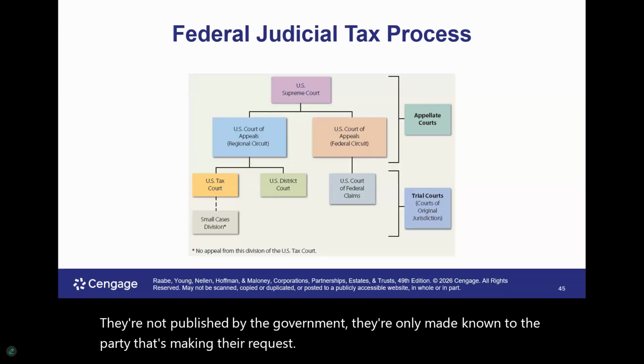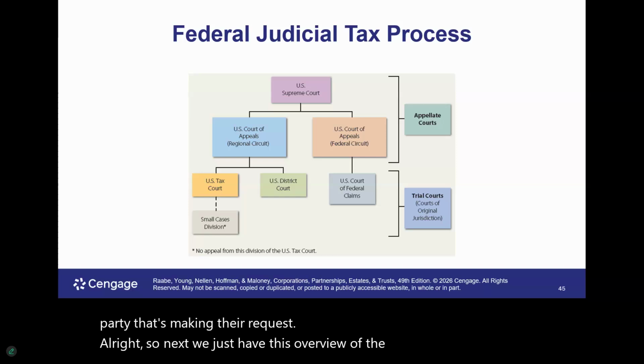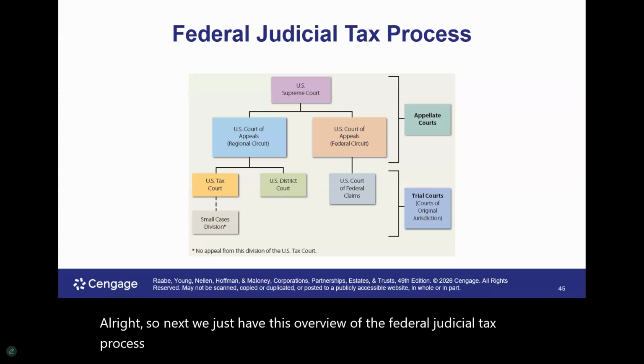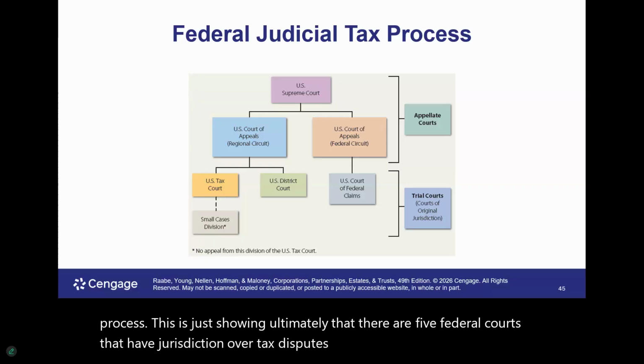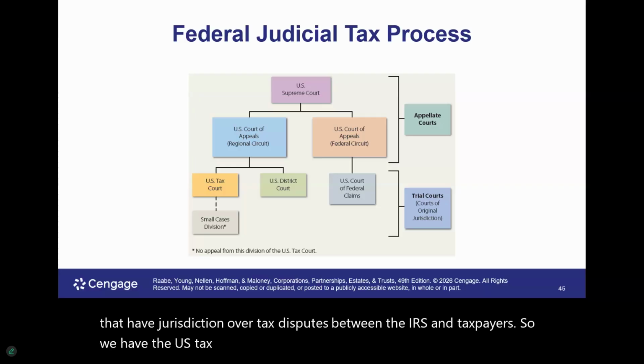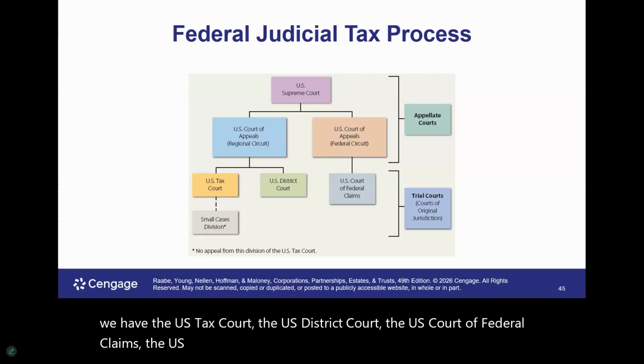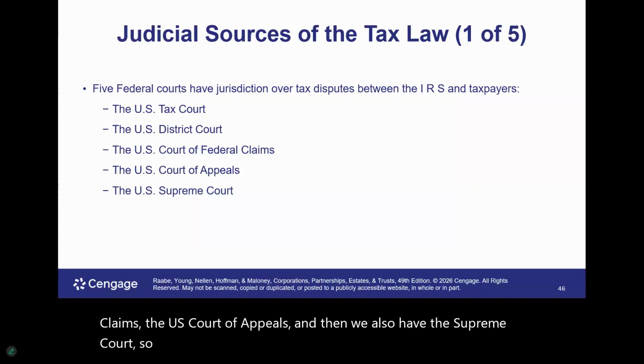So next we just have this overview of the federal judicial tax process. This is just showing ultimately that there are 5 federal courts that have jurisdiction over tax disputes between the IRS and taxpayers. So we have the U.S. Tax Court, the U.S. District Court, the U.S. Court of Federal Claims, the U.S. Court of Appeals, and then we also have the Supreme Court. So these are the 5 courts.